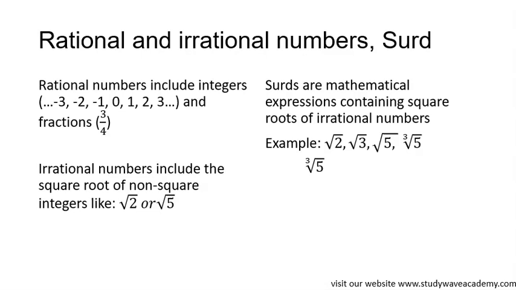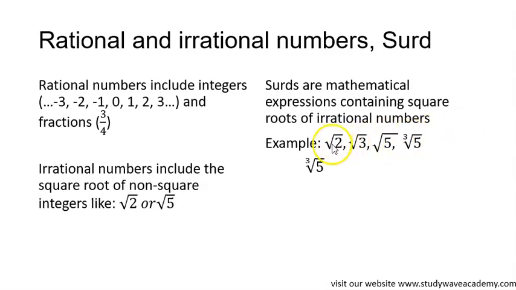So surds fall under irrational numbers. Surds are mathematical expressions containing square roots of irrational numbers. Do you understand now? A surd is the root of an irrational number, and the number under the root must be positive. That is a surd. All those numbers, all those square roots that cannot be simplified as whole numbers, they are termed as surds.